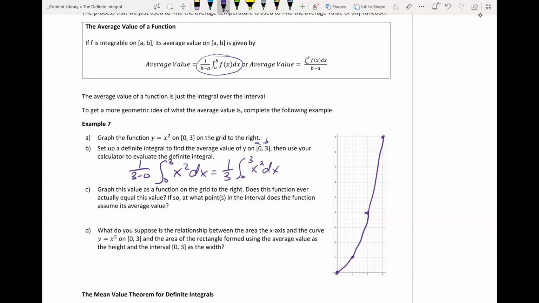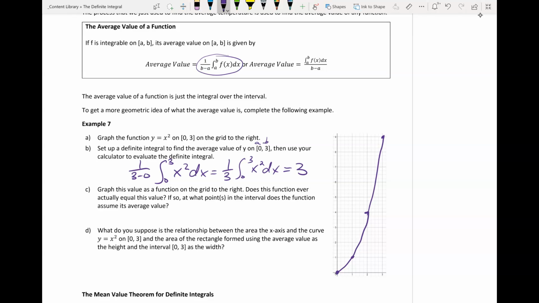Then it says use your calculator to evaluate the definite integral. So you can go ahead and do that. If you have your graphing calculator on you, then do the same method we used before to calculate the integral. You could also use an online calculator to help you for now if you want to use that. So if you plug this into your calculator, that's going to be 3.